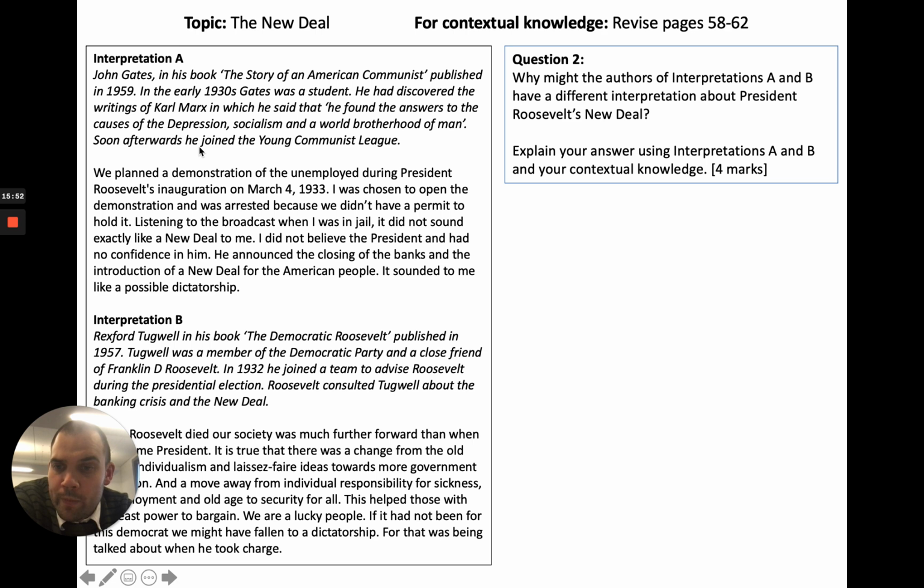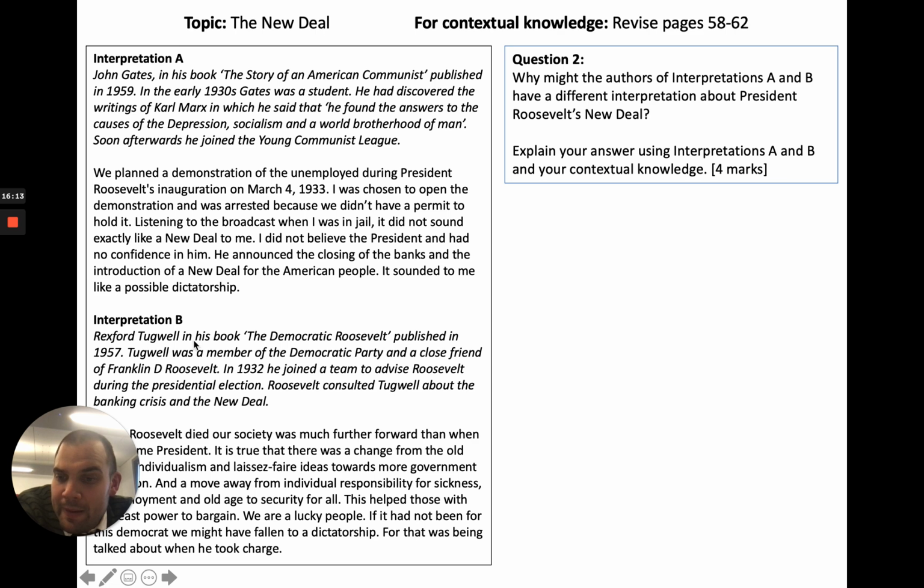because of his communist beliefs. Right. By contrast, then, Richard Tugwell, in his book The Democratic Roosevelt, published in 1957, Tugwell was a member of the Democratic Party and a close friend of Franklin D. Roosevelt. In 1932, he joined a team to advise Roosevelt during the presidential election. Roosevelt consulted Tugwell about the banking crisis and the New Deal.